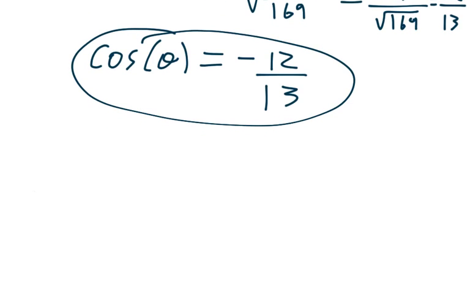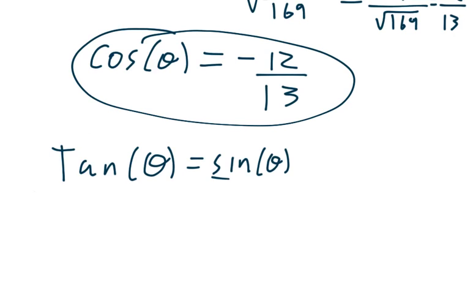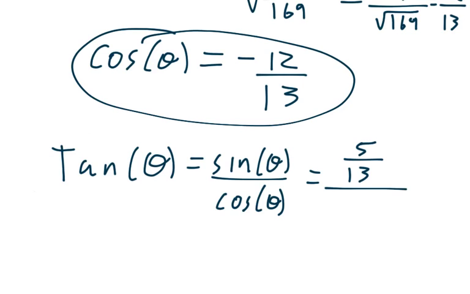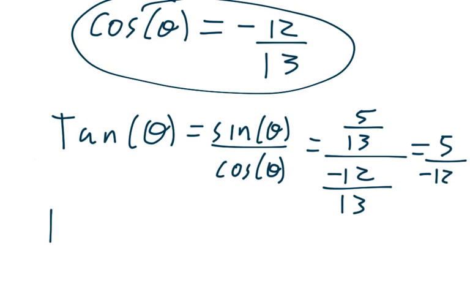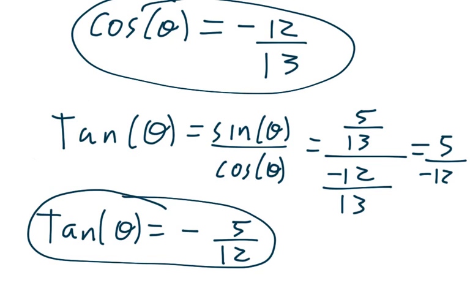This is really what we got before, when we did not use identities and went to the unit circle. And then in a similar calculation, tangent of theta is sine of theta over cosine of theta. Again, sine of theta is 5 over 13, and cosine is negative 12 over 13. Just like before, you get 5 over negative 12. And so tangent of theta is minus 5 over 12. So that's what we get here.